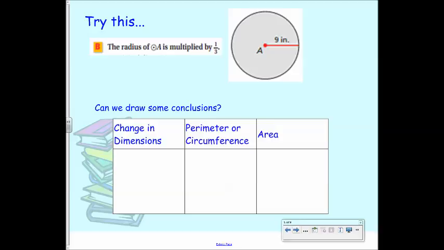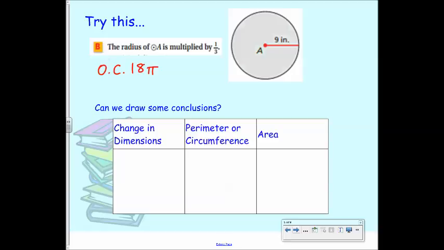Okay. All right, what about B? The radius of A is multiplied by 1/3. So what are my change in dimensions here? What's my original circumference? What would my original circumference be? How do you find circumference? Pi 2r. So it would be 18 pi.